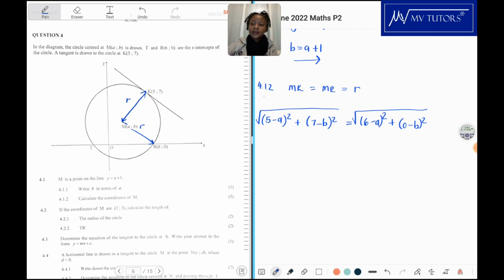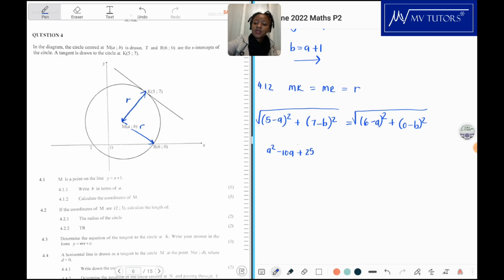So the square roots are going to cancel out, and then I'm going to expand everything. If I expand 5 minus A squared, I'm just going to say negative A times negative A, that's A squared. I'm going to write it in the order I'm used to. So A squared minus 10A plus 25.